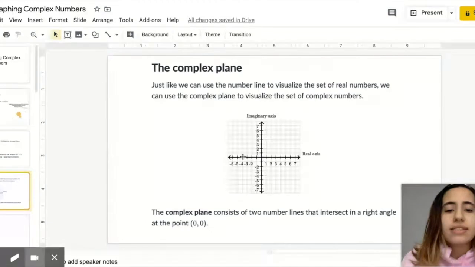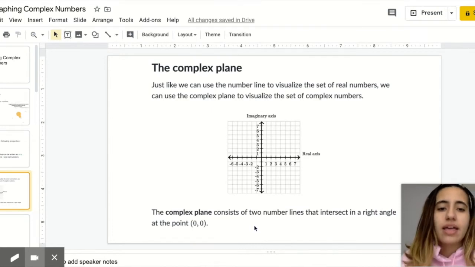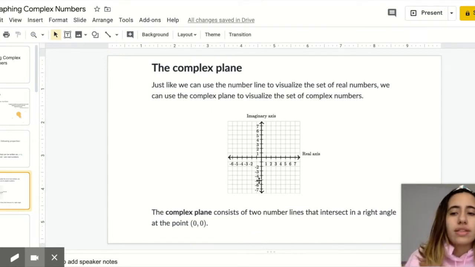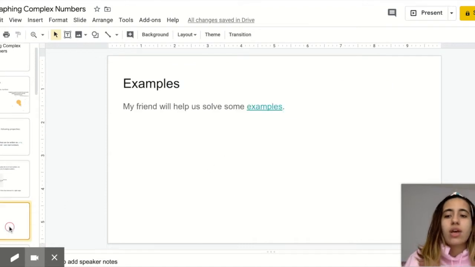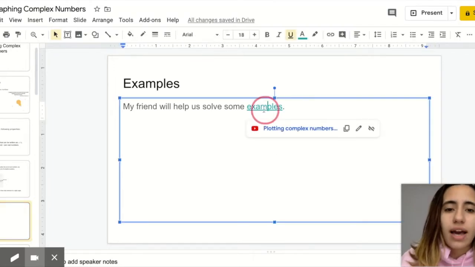Your x-axis is your real axis, where your real numbers live. And your y-axis is your imaginary axis. So think y is i. Y-axis is imaginary numbers, i. So when you plot these points, you're plotting your real points on your real axis and your imaginary points on your imaginary axis. We are going to use the help of my good friend Sal Khan of Khan Academy.